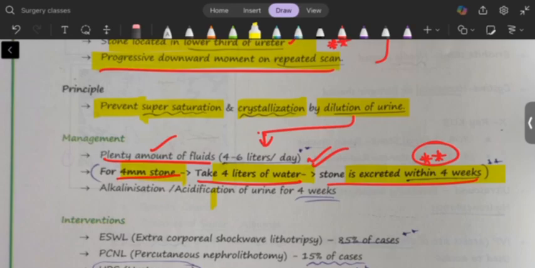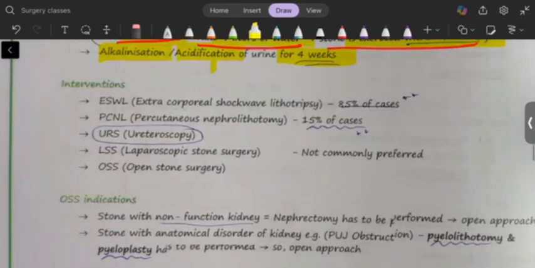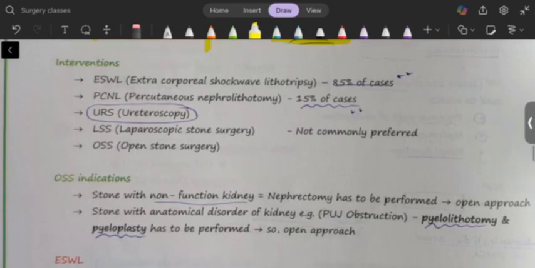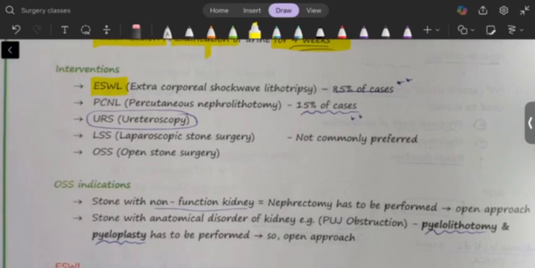Okay, other than that, we can go for alkalinization or acidification of urine for 4 weeks based on the type of stone. So what are the interventions, what are the surgical methods we'll use for treatment of renal stones? That is ESWL, extracorporeal shockwave lithotripsy. This is used most commonly, in 85% of the cases. PCNL, percutaneous nephrolithotomy, is another technique. This is used in 15% of cases.